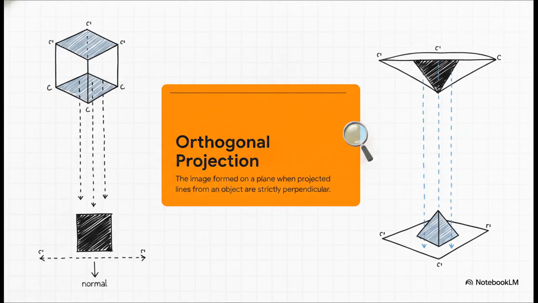And that right there brings us to the absolute core concept of this entire chapter. An orthogonal projection only happens when the image formed on a plane comes from projected lines that are strictly perpendicular to that plane. That means every single line shooting from the object's corners down to the paper has to hit it perfectly straight on, following those normal lines we just talked about.